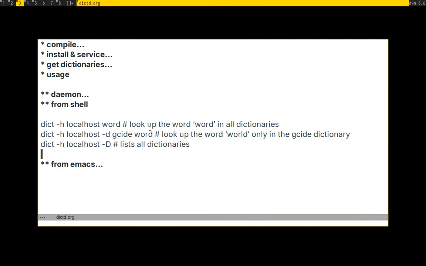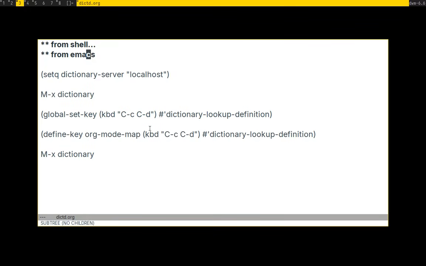Okay, and finally I want to show you how you can use this from Emacs. So for Emacs, you don't need to install any additional packages, which is very nice. You only need to set the dictionary server to localhost to actually use your local dict daemon. So you do this with setq dictionary-server localhost. Pretty simple. And then you can do M-x dictionary. And why is this here 2 times? So you can do M-x dictionary.